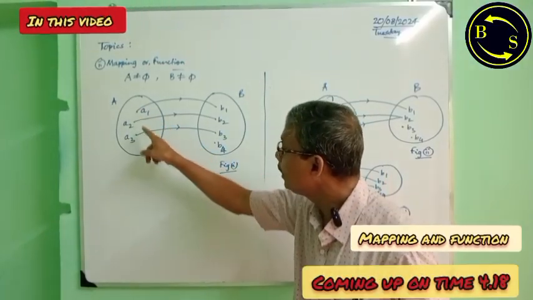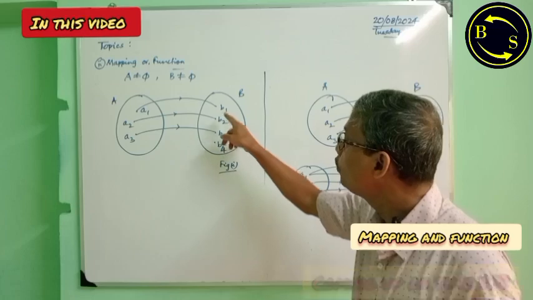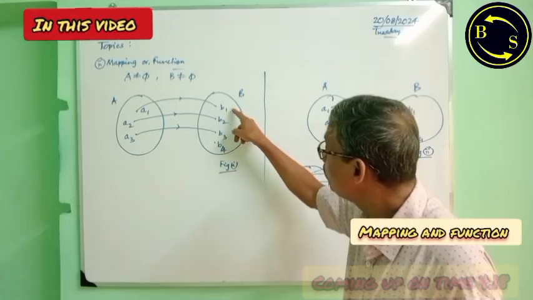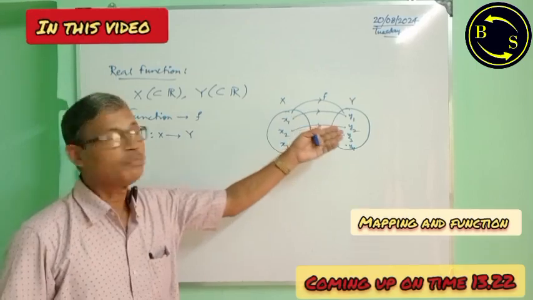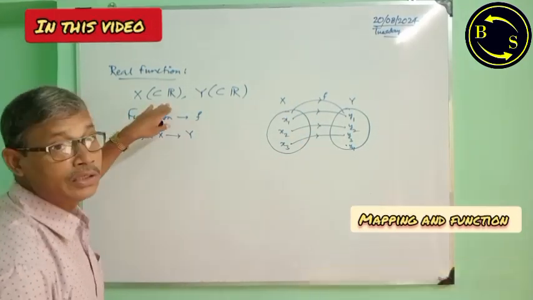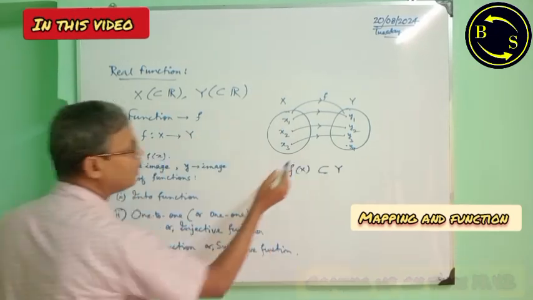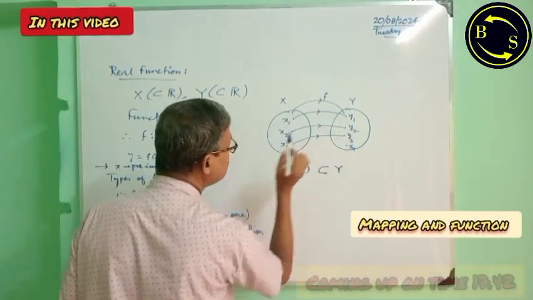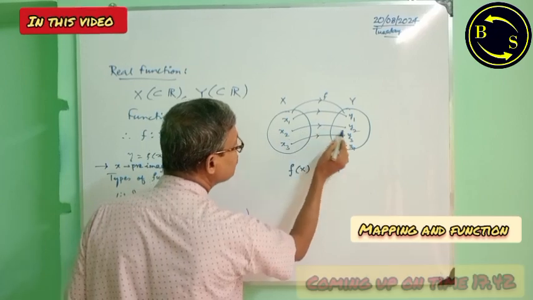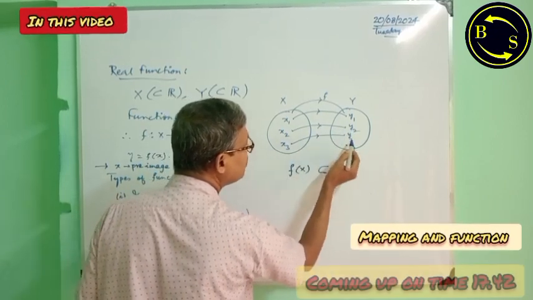Each of A1, A2, A3 is associated to unique B1, B2, B3. X, Y both are subsets of set of reals, and a function f here in the diagram. X1 is the preimage of Y1, X2 is the preimage of Y2, and X3 is preimage of Y3.